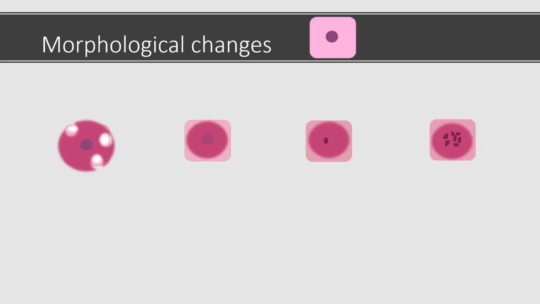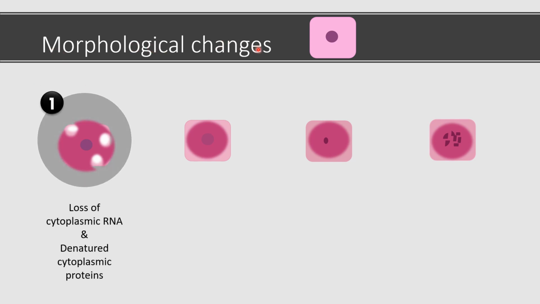We observe the spectrum of morphological changes with hematoxylin and eosin stains. The first change is increased eosinophilia in cytoplasm. This is due to the loss of cytoplasmic RNA. RNA binds to the blue dye hematoxylin. This eosinophilia is also due to denatured cytoplasmic proteins. The denatured proteins bind to the red dye eosin. The cytoplasm is vacuolated and looks moth-eaten when enzymes have digested the cytoplasmic organelles.